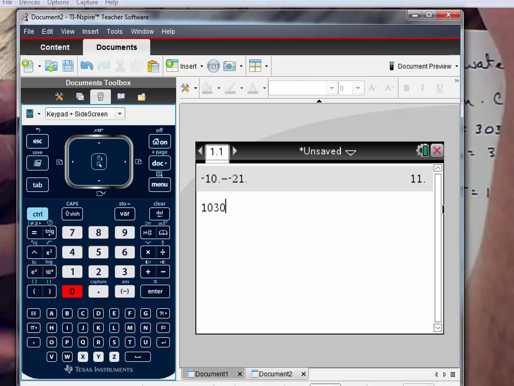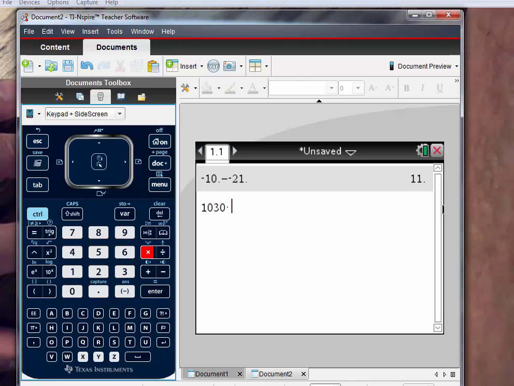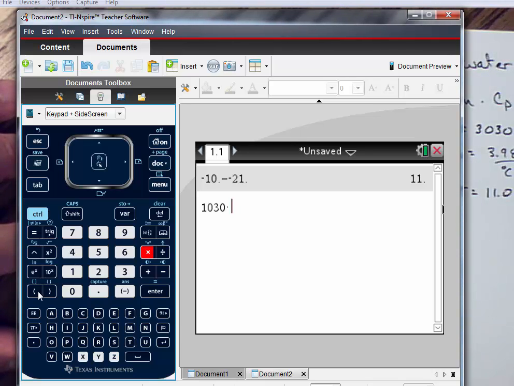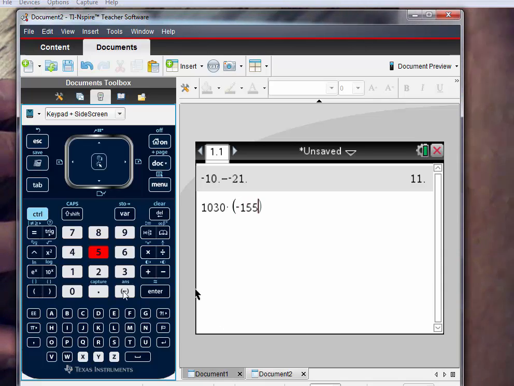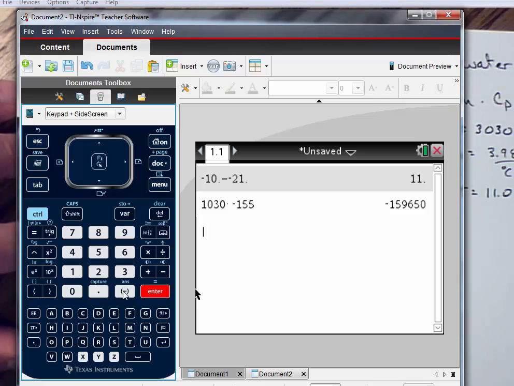So 1030 times, and then I want to use a parentheses to keep the negative term there in the correct place. So here's our change of sign button again. 155, enter, and I get this great big large number, negative 159,650, and that's joules.